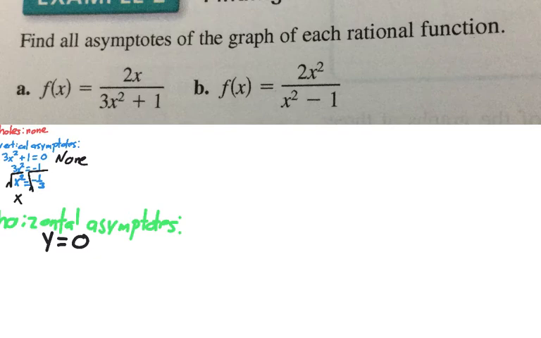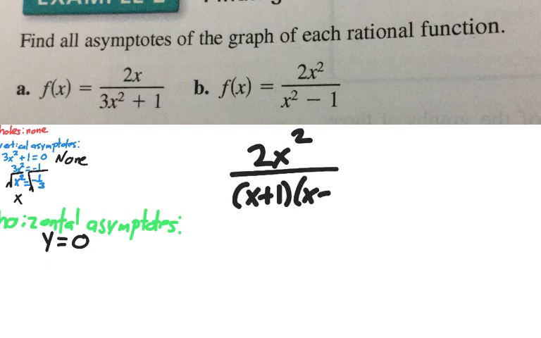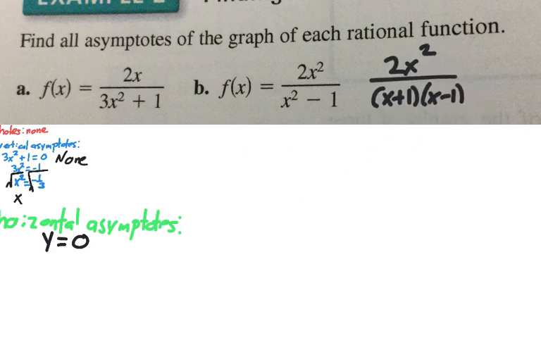So I want to know, can I write this in factored form? I can. Will the numerator factor? No, there's nothing in the numerator. Will the denominator factor? Yes. It is a difference of perfect squares. So I need to factor that as the difference of perfect squares. So that is x plus 1 times x minus 1. So now I have both the general form and the factored form of the rational function.